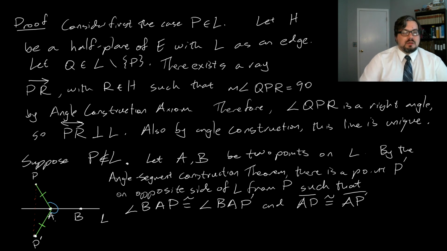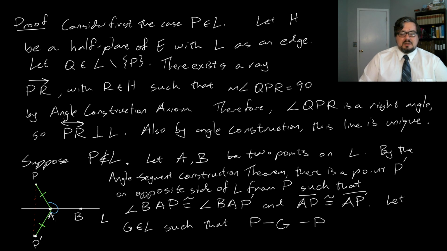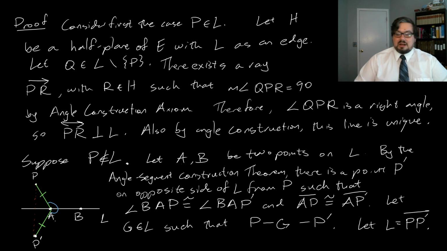All right, so now we want to let G be on L such that P, G, P prime, so that G lies between P and P prime. We know that such a thing exists because P and P prime are on opposite sides of L. All right, so let's go from here. We definitely want to claim that the line containing P and P prime is the line that we care about. So let's give it a name. Let's let L prime equal the line P P prime.